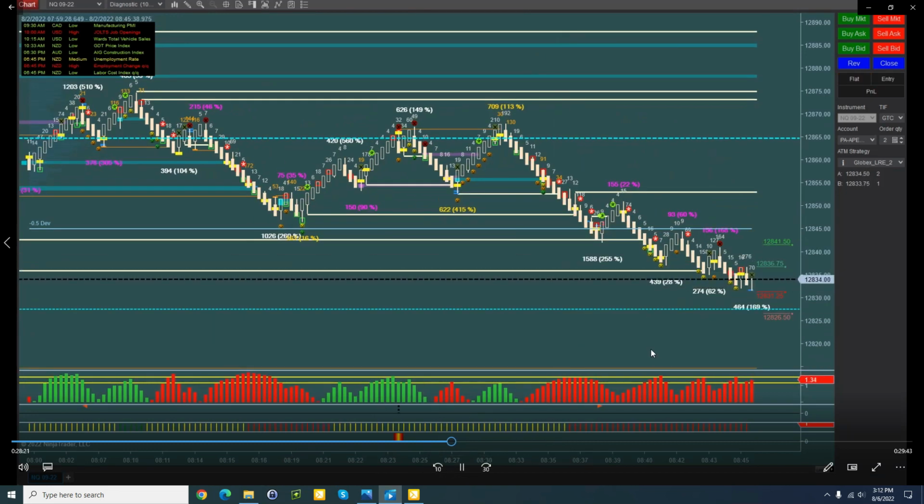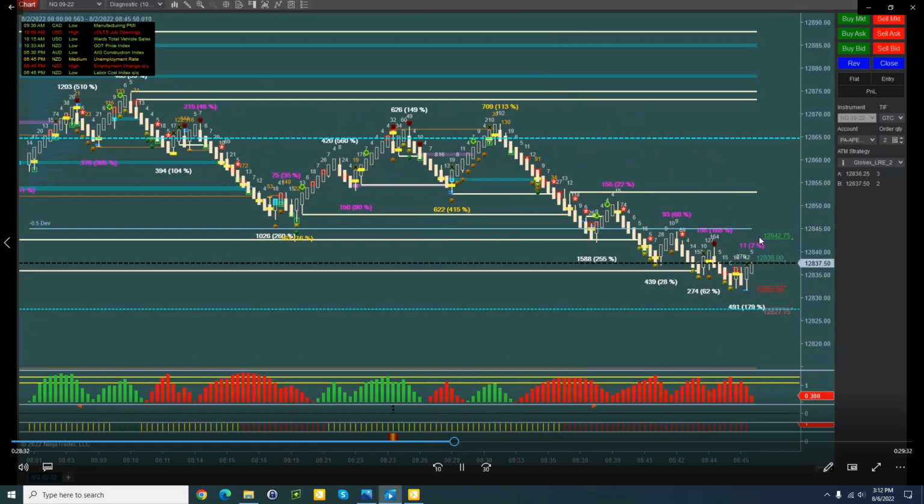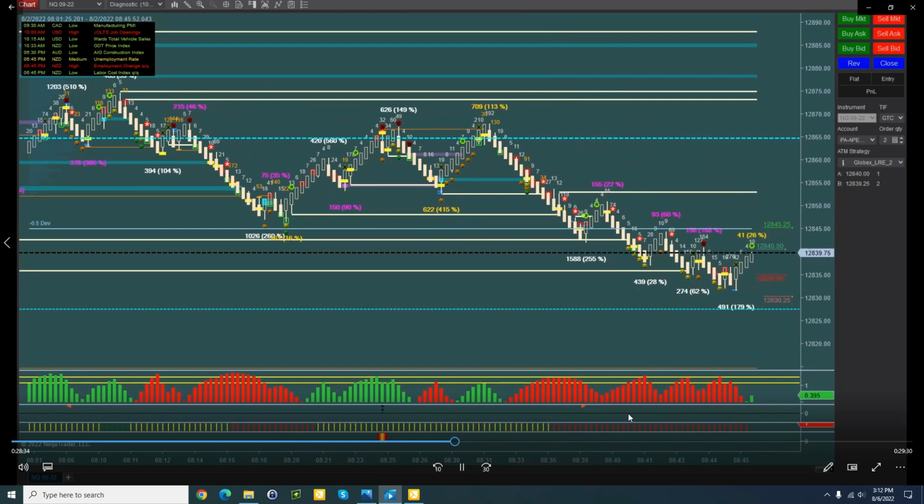So if we get a pullback, I'm going to take an LRE, especially if it's anywhere around this area here. Then that'd be great because it's trending down. It's going to come back up, test the area, and if the LRE works, it's going to continue back down.